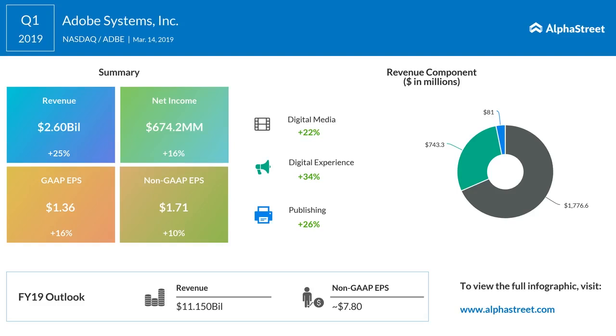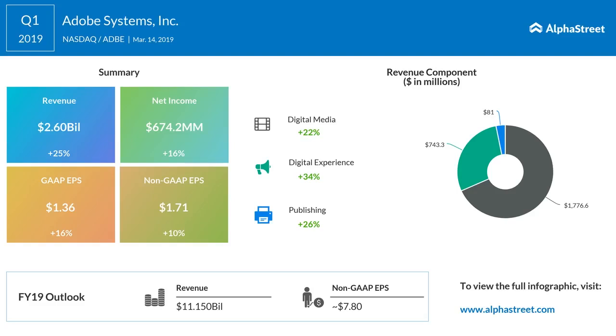Business and financial highlights in Q1 included digital media revenue of $1.78 billion, including creative revenue of $1.49 billion, and Adobe Document Cloud revenue of $282 million. Net new digital media ARR of $357 million, digital experience revenue of $743 million, exiting the quarter with deferred revenue of $3.22 billion, cash flow from operations of $1.01 billion, repurchasing 2.1 million shares of our stock through stock buyback, and approximately 91% of our revenue in Q1 was from recurring sources.